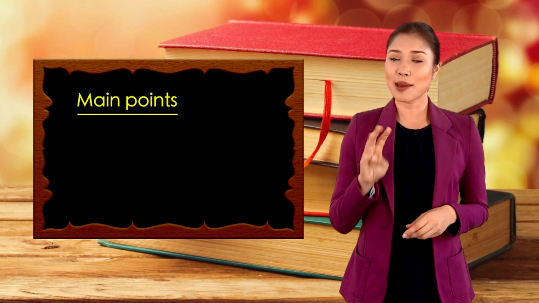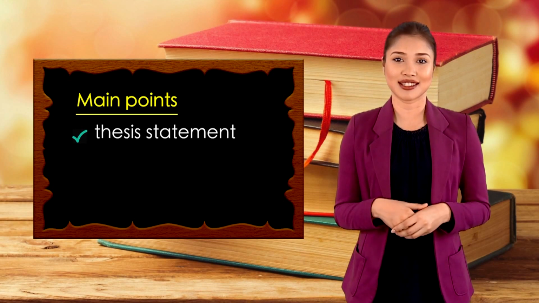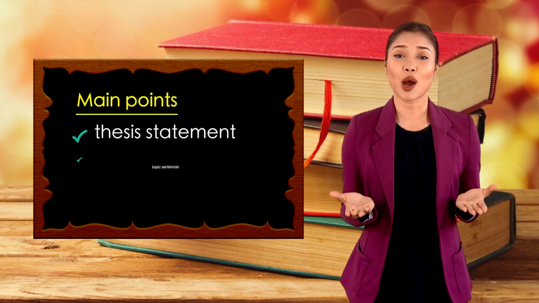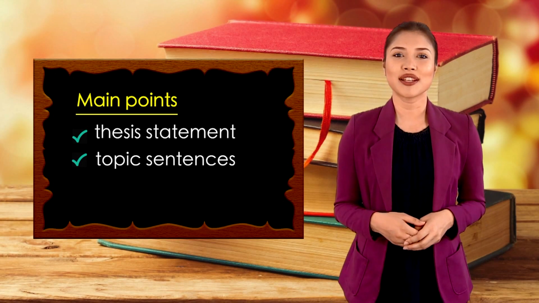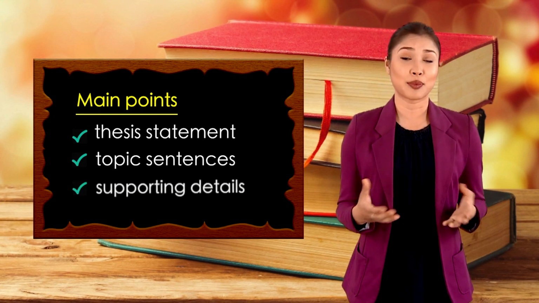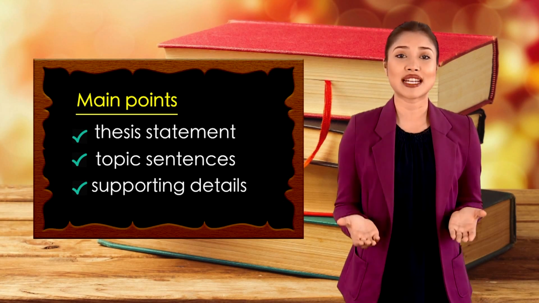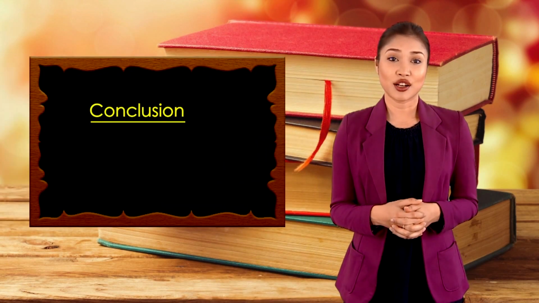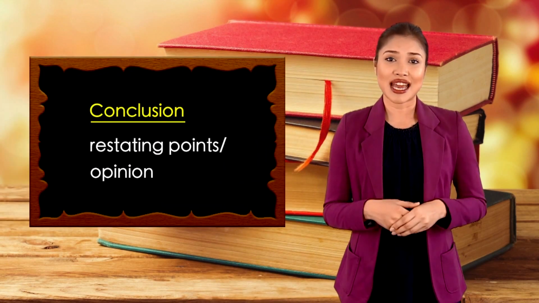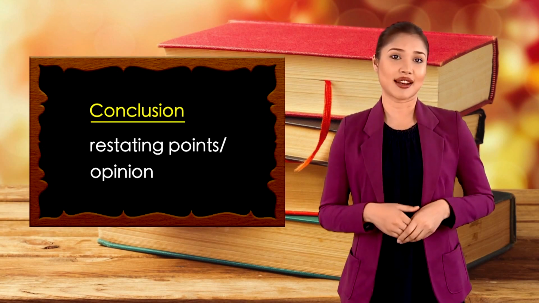Then, include three main points to support your thesis statement. These points are called topic sentences. The topic sentence is then backed up by a supporting detail. The supporting detail elaborates what the topic sentence is about. Next, an example is given to highlight the supporting detail. In every paragraph, there is always a topic sentence, supporting detail, and example. Finally, in the conclusion, the main points are mentioned again in brief to strengthen your stand.